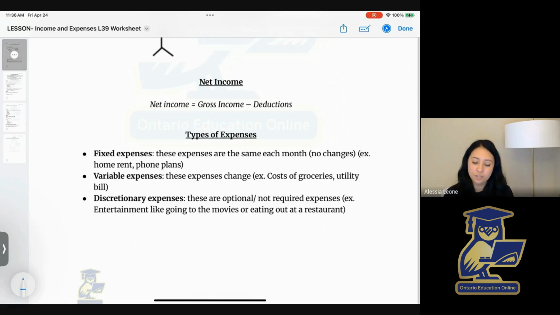It will change. A discretionary expense is optional and it's not a required expense. It's not like you need this expense to live. So, for example, it's entertainment, like going to the movies or going to a restaurant. This is discretionary and you can think of it as fun money. It's a fun thing to do.